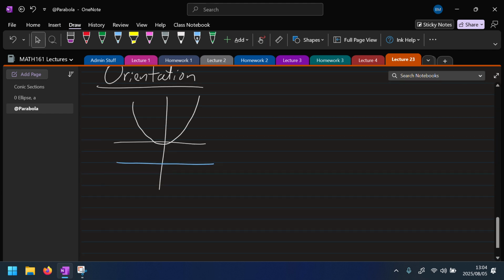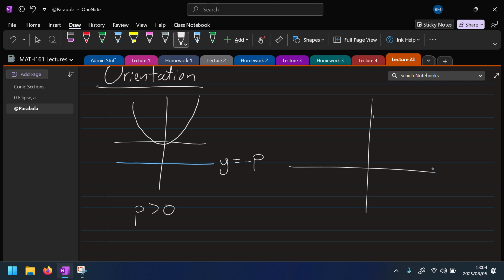So that is case 1. This is when p is greater than 0. So if p is greater than 0 and it's vertical, like this, then it will be facing up like that. Then if it is facing down, we're going to have it like that, sad face parabola, and then the directrix will be at the top. Yep, so we'll have something like that. And in that case, p is less than 0.